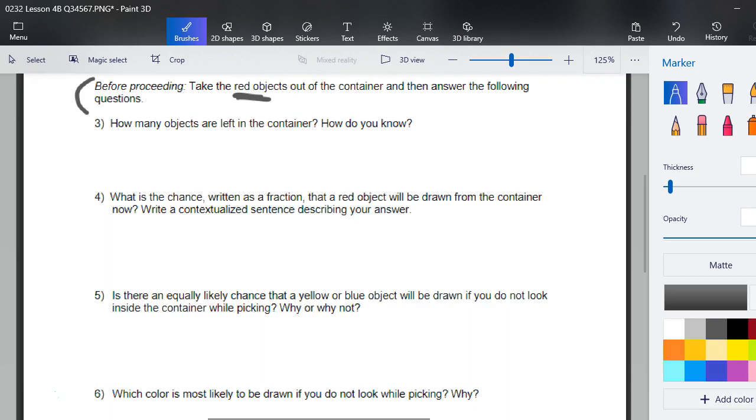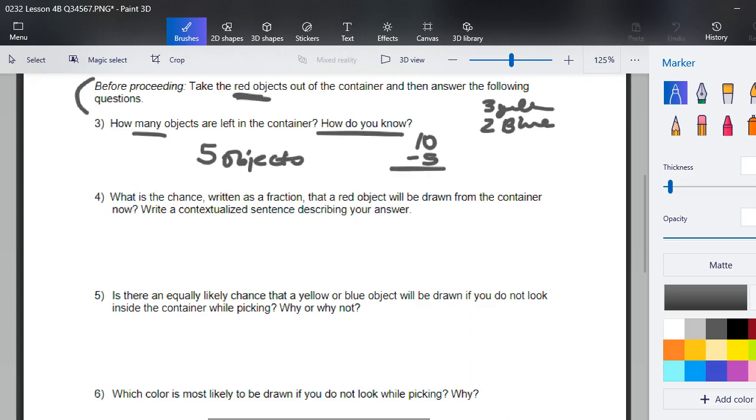So, if we take the red out, we still have 3 yellow in our bag or whatever we have, and we still have 2 blue inside our container. How many objects are left in the container? Well, we can count them, we can look at them, we can start all over, but we have 5 objects, whatever you have. We can count them, we can subtract them. If we had 10 to begin with and we took 5 red out, that means we still have 5 in our bag.